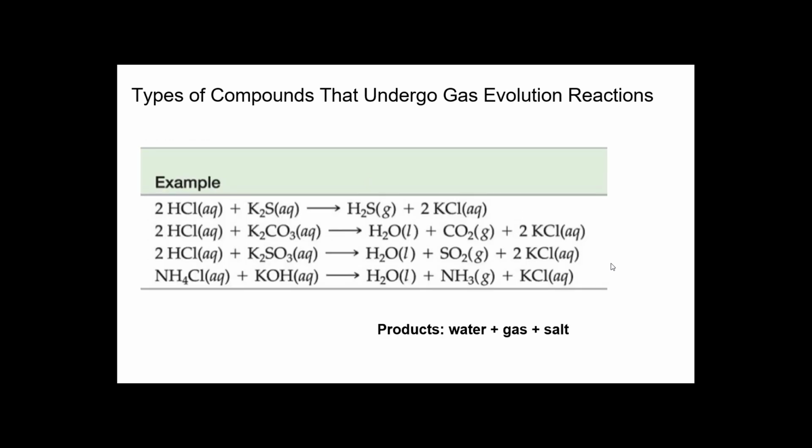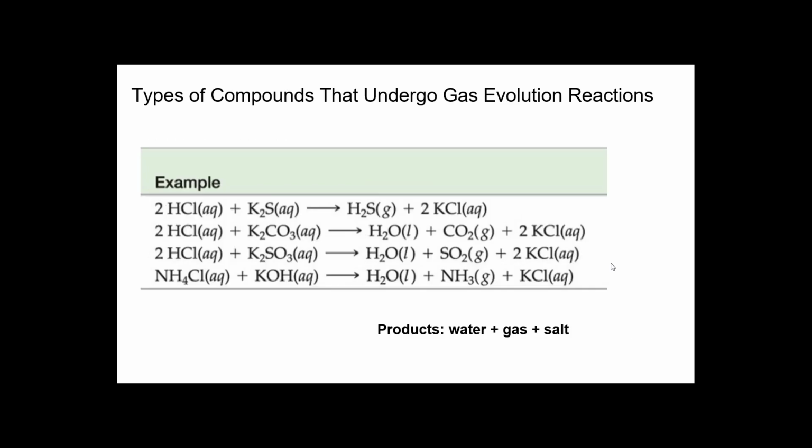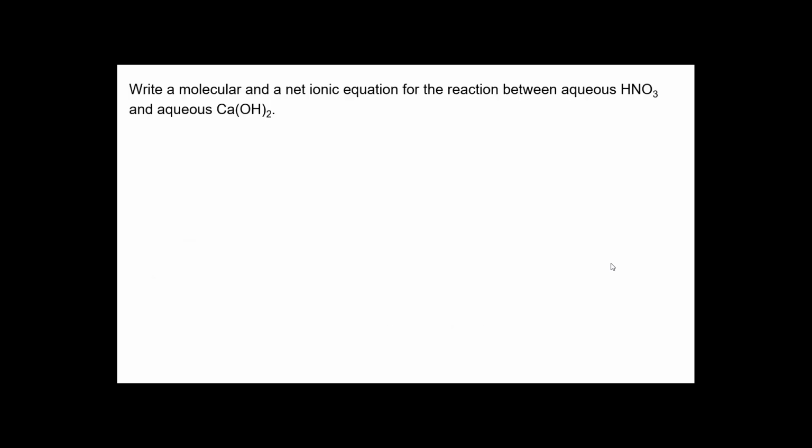And then again, I'm giving you more examples of breaking these down. Notice we're not showing the intermediate, we're just showing the final products. So if you wanted to look, you'd have to look back here to see that. But the final products are a water, a gas, and a salt.